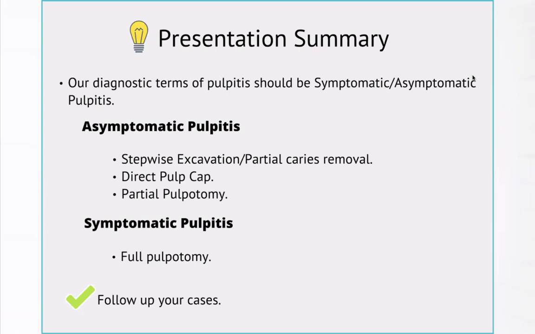When it comes to symptomatic pulpitis, you can actually do full pulpotomy. Now, maybe you wouldn't do it to everyone, but I want you to believe that this procedure actually works. So you can assess the situation. When you have a kid that is uncooperative, 7 years old or 8 years old, and you know that you really cannot do root canal treatment, you should consider doing full pulpotomy.